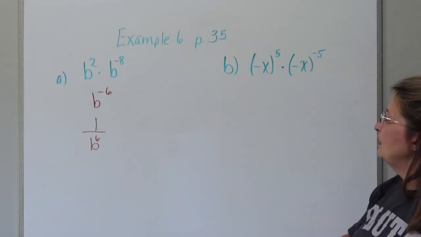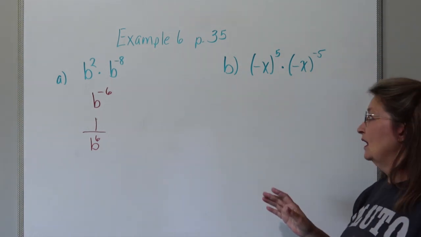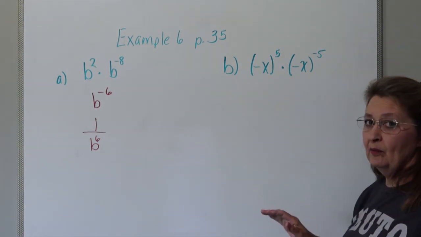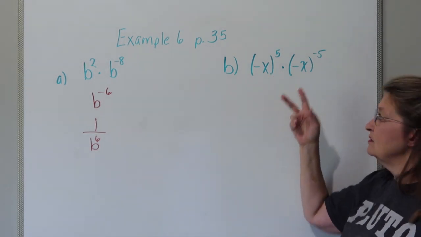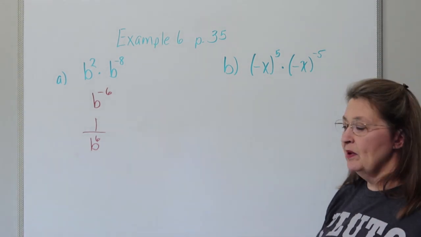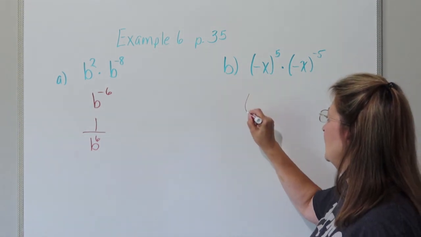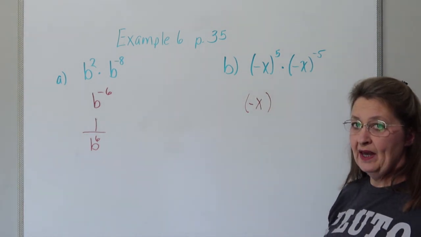Now let's look at problem B. Negative x to the 5th times negative x to the negative 5. Well, that looks pretty atrocious, but it's really not so bad. You see your bases match here. So you have 2 bases and 2 exponents, and you can solve that by adding your exponents. Now your base is not going to change. So I'm still going to have negative x for a base.